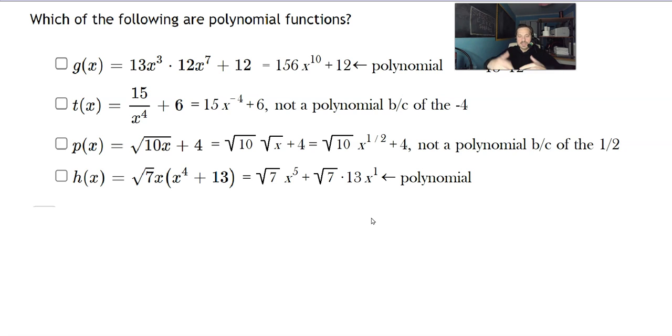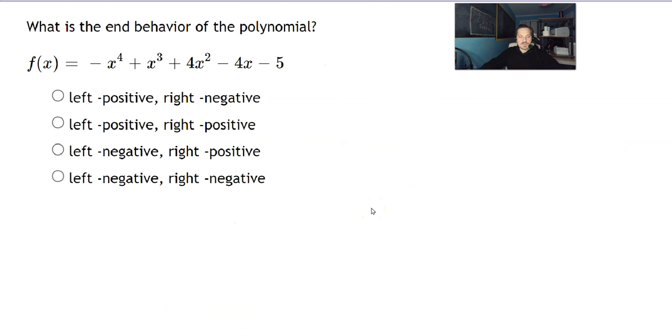So these are cases of testing whether a given function is a polynomial or not. Let's move on. Let's look at the end behavior of this polynomial: negative x to the 4th plus x cubed plus 4x squared minus 4x minus 5. Okay, so end behavior, some key observations. End behavior comes from the leading term. That determines it. So let's identify it.